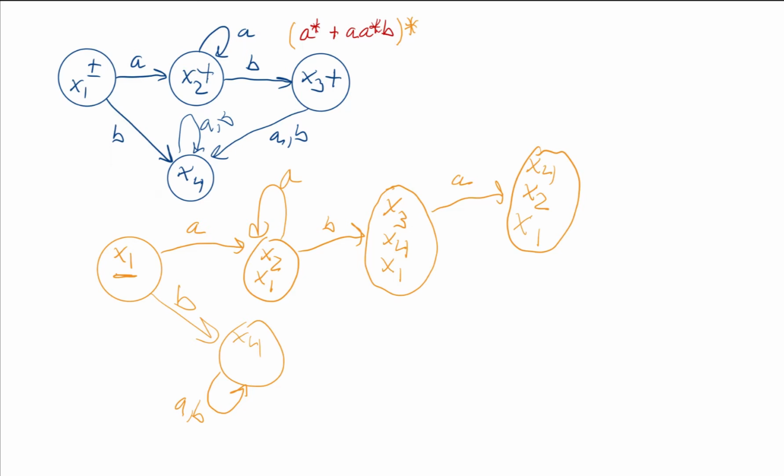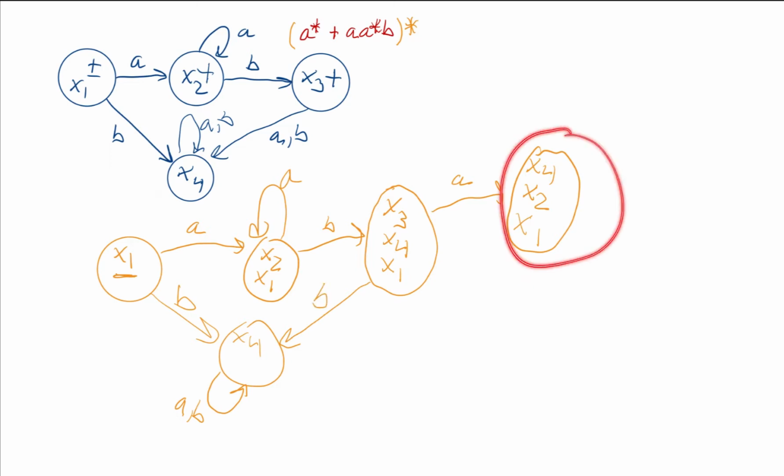And now we'll go ahead and do the B edge. If I'm in state x3 and I read a B, I go to state x4. If I'm in state x4 and I read a B, I stay in x4. And if I'm in state x1 and I read a B, I go to state x4. So in this case, with a B, no matter what, I go to that state right there.